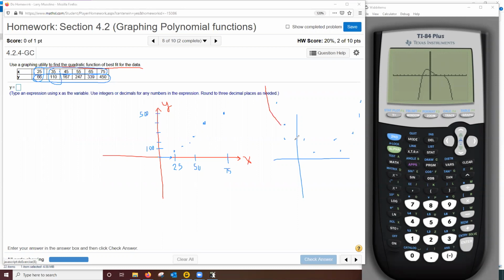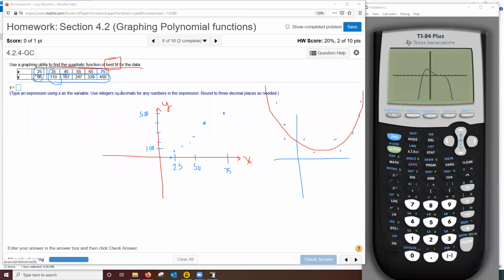Well, I'd be trying to come up with a parabola, right? A quadratic function that might look something like this. It's not going to go through each point exactly because these points are not exactly on a parabola. But we call it best fit. It means I want the parabola that comes closest to those points.